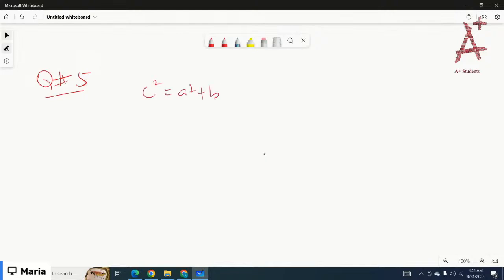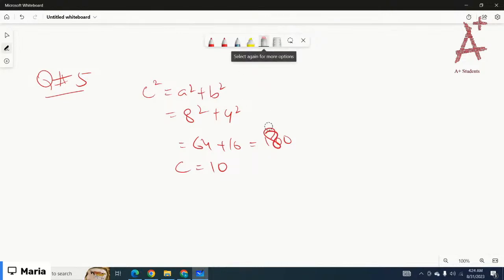It would be c square equals a square plus b square. You are given a as 8 and b as 4. So it would be 64 plus 16, that is I think 100, no, not 100, it is 80. When you calculate the square root of 80, it would be 8.95.